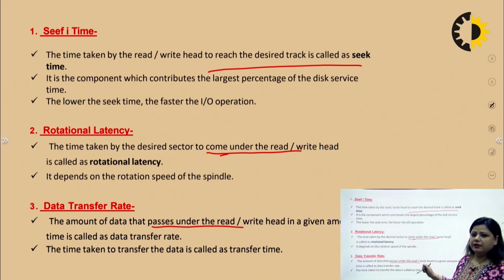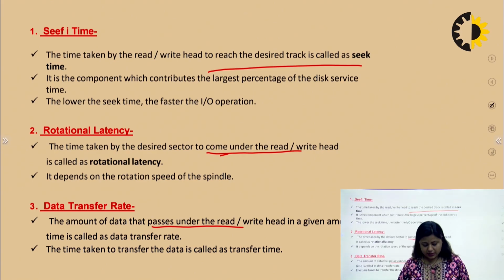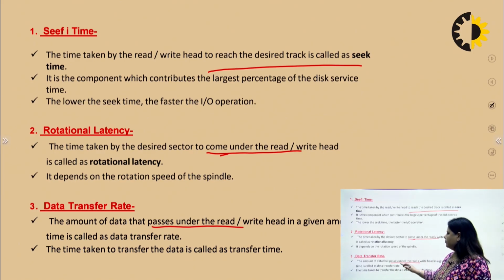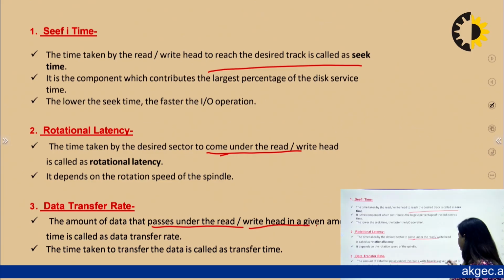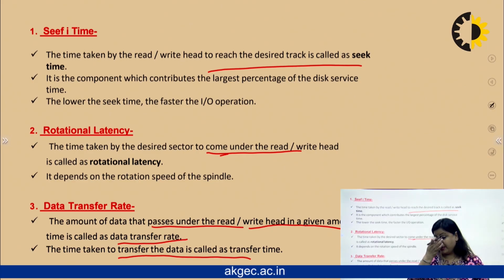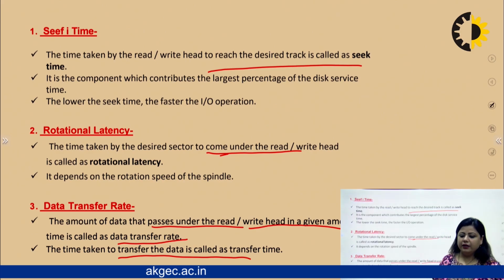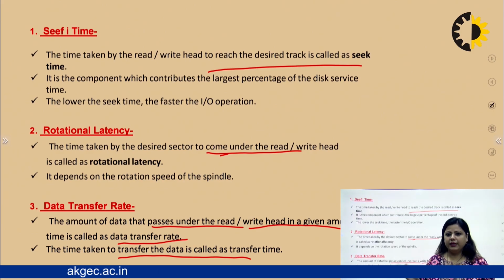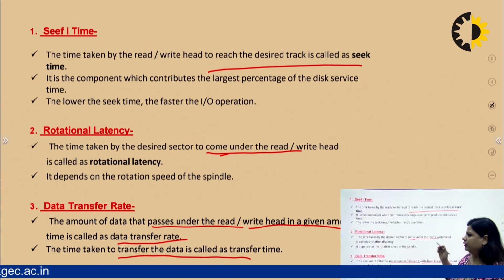Now next is data transfer rate, or we can also say transfer time. This is the time to read or write data. The amount of data that passes under the read-write head in a given amount of time is called the data transfer rate. The time taken to transfer the data is also called the transfer time, by which we can calculate the overall data transfer rate whenever we need it.